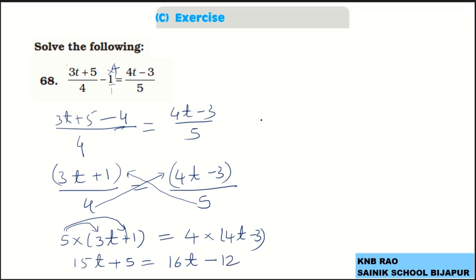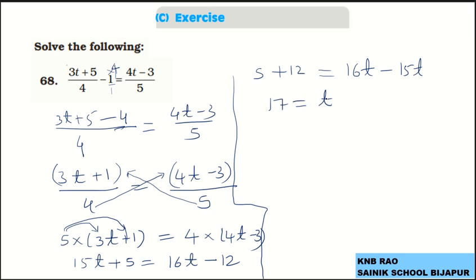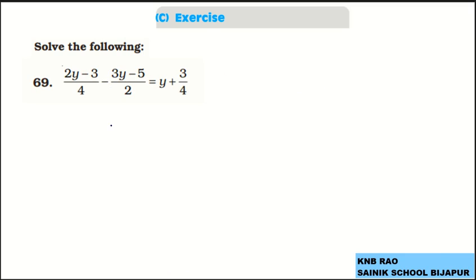are 12. So, 15t is taken this side, right hand side. So, 16t minus 15t, minus 12 taken the other side, it becomes plus 12. So, 17 equals to 16t minus 15t gives you t. So, this is the solution. Now, coming to the question number 69.